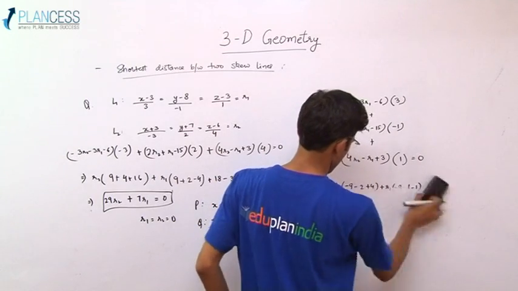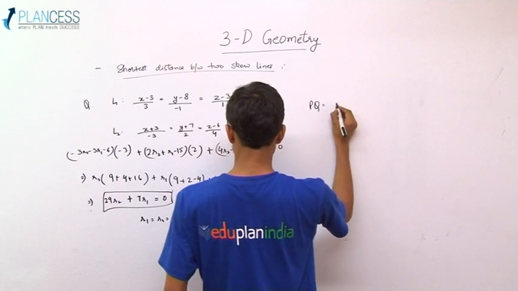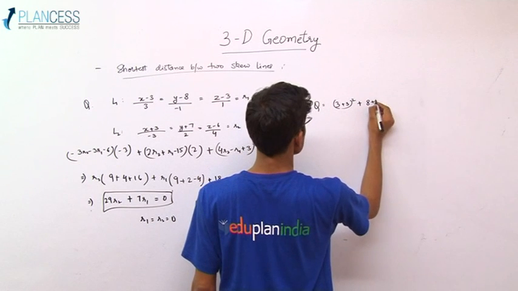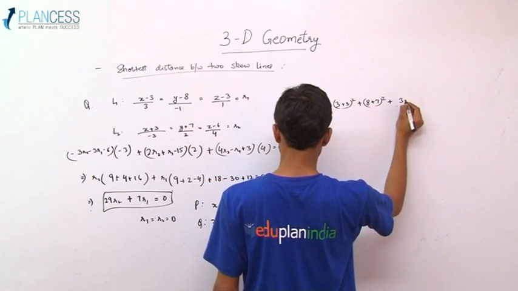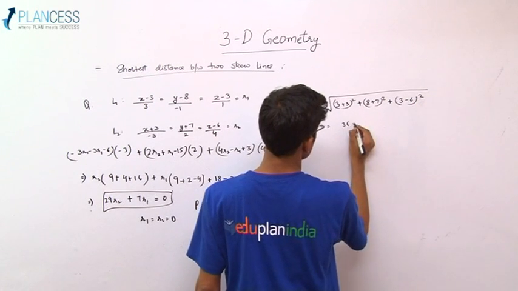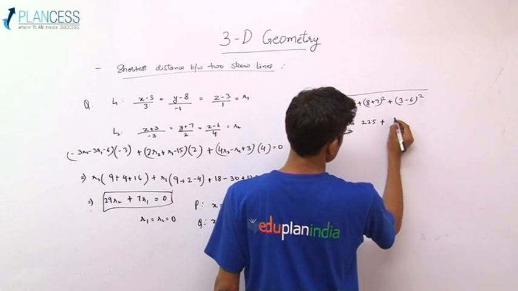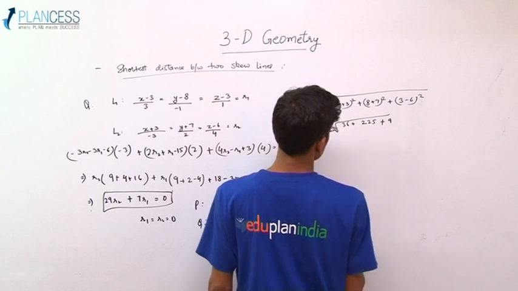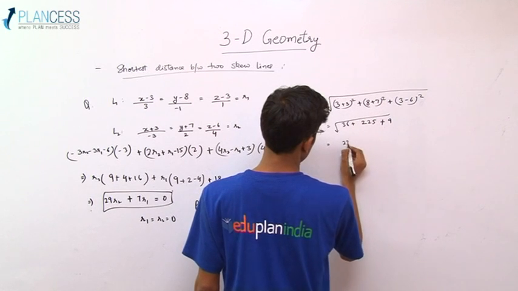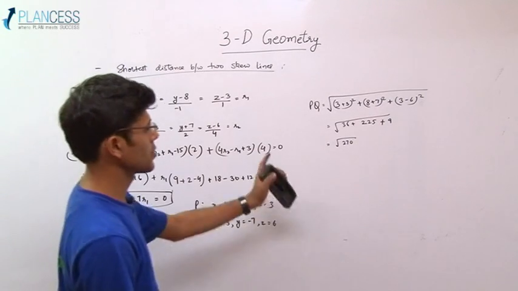So the distance between the lines, PQ, is equal to the square root of (3 plus 3) whole square plus (8 plus 7) whole square plus (3 minus 6) whole square. So this is 36 plus 15 square which is 225, plus 3 square which is 9. So this is 45 and 225 is 270, under root. So this is the final distance between the skew lines.